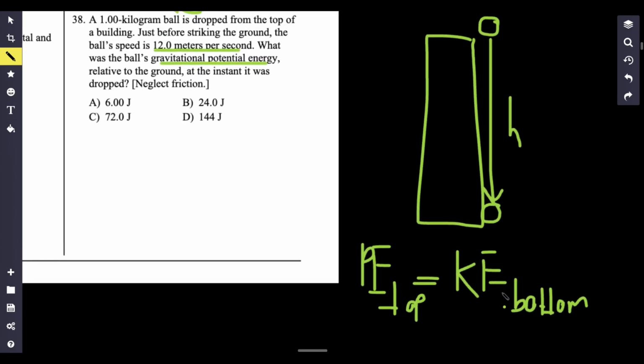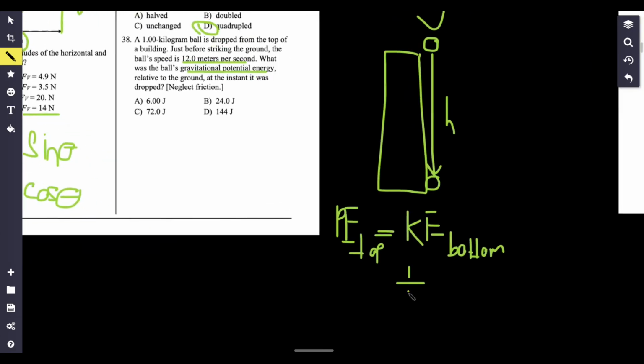So what's the kinetic energy at the bottom? That's going to be equal to 1/2 times the mass times the velocity squared, where 12 squared is 144. Therefore, the kinetic energy at the bottom, which is 72, has to be equal to the potential energy at the top. That's going to be answer choice C.